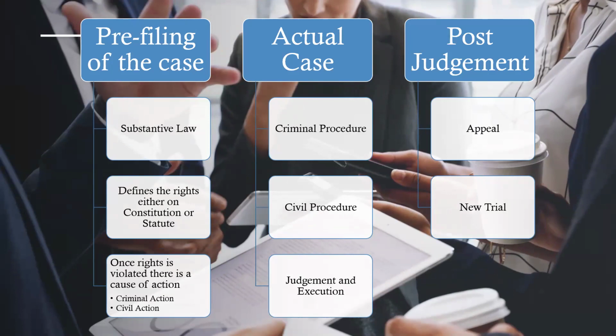When there is a case already, there's a complaint. Criminal procedure and civil procedure would come in, and of course, if it is within the jurisdiction of the courts, there would be judgment and execution, and then after that, there would be post-judgment with regards to the one defending our cases. So they can do an appeal, or there could be a new trial with regards to a different court, maybe, or on an appellate court, and then going up to the Supreme Court, as we say.